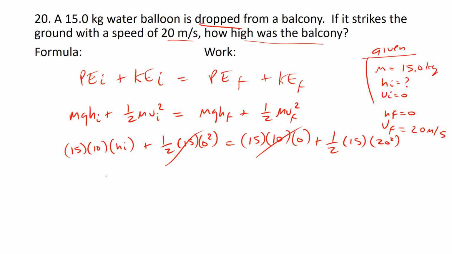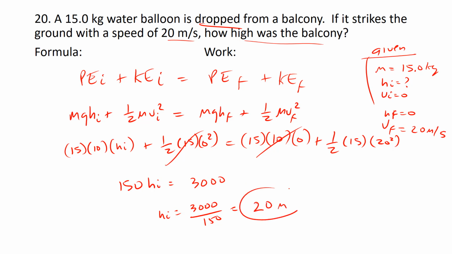So now we're ready to do the math. So we get 150 hi right here, and that's going to be equal to 0.5 times 15 times 20, and the 20 is squared. So we get 3,000 over here when we put that together. So hi equals 3,000 divided by 150, and that's going to be equal to 20. So we have a height of 20 meters that this object was dropped from.